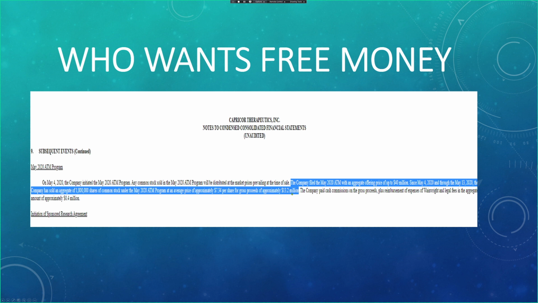So just think about this, guys. Think about what this company is doing. They're literally hitting the sell button on nothing. They're creating shares out of thin air. That's all they're doing. So do you understand that this is dilution?